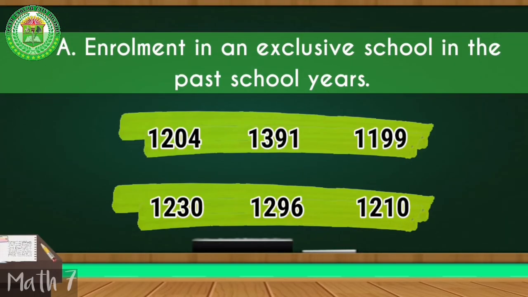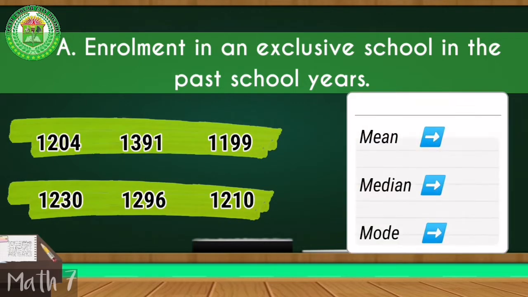Enrollment in an exclusive school in the past school years: 1,204, 1,230, 1,391, 1,296, 1,199, and 1,210. Find the 3 M's of the given data.